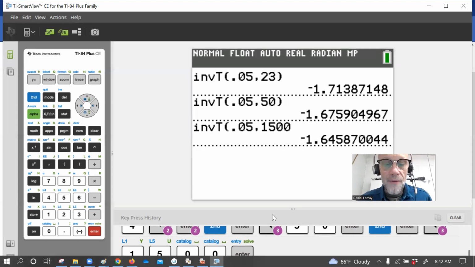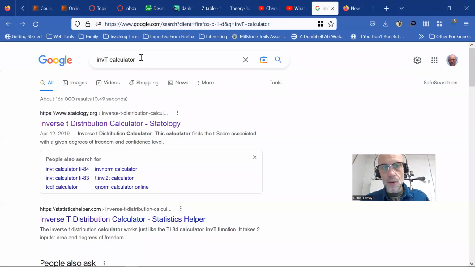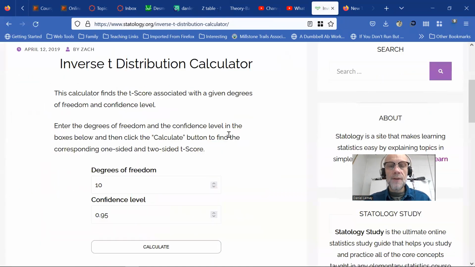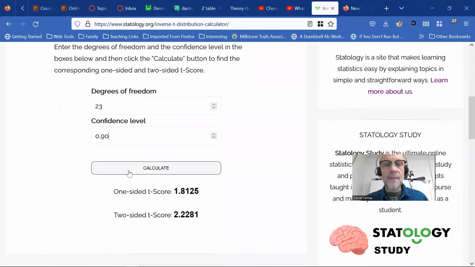Now, what if you don't have a graphing calculator? Let me check this. What I found is this. I just Googled inverse T calculator, and these two came up, and this one actually looks pretty promising. All you have to put into it is the degrees of freedom. What was it? What did I say originally? 23. Then put in your level of confidence. What's nice about this is you don't even have to worry about tail area. Calculate it, and you want a two-sided score here.